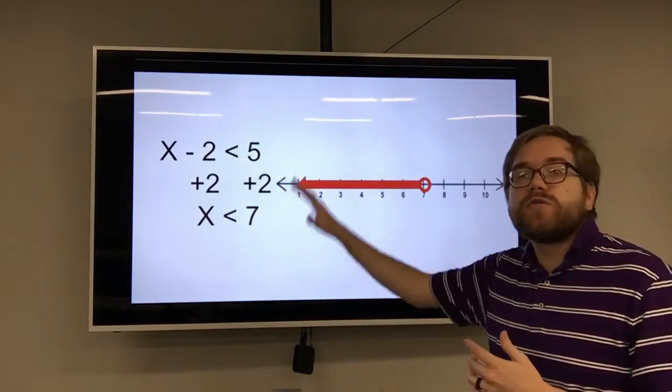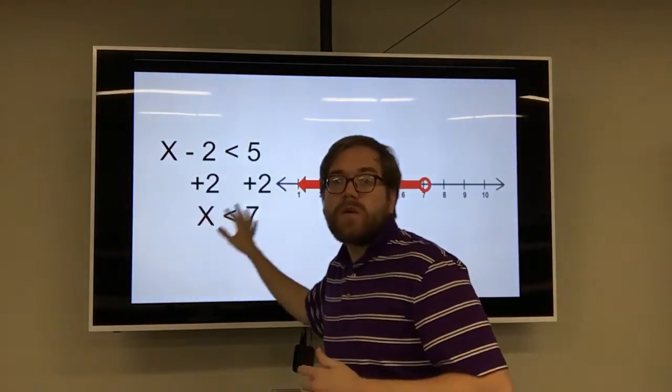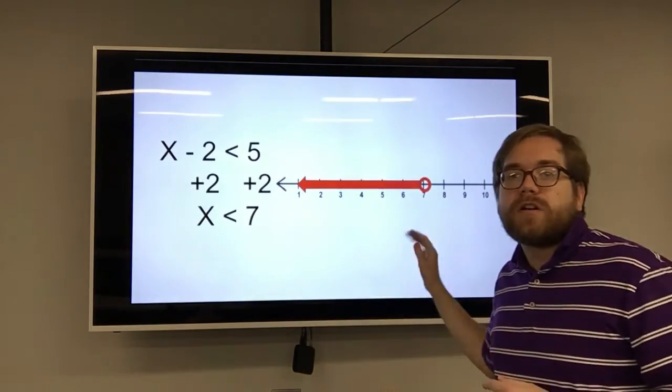Okay, so this is how we're going to approach these problems. We're going to solve the inequality, and then we're going to graph our solution.